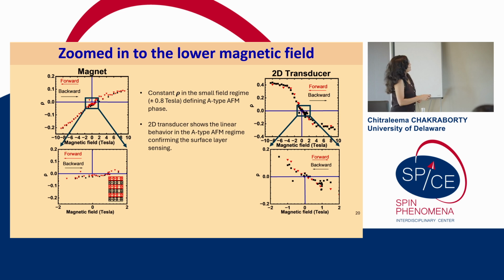Now if you look at the 2D transducer, the optical semiconductor, at that same zoom in of the lower magnetic field, it gives you a linear effect, which means that it is simply following the valley Zeeman effect as a function of the magnetic field, and the magnetic material is not influencing the rho of the 2D tungsten diselenide up to that magnetic field. So this is the spin flop transition, where the material changes from antiferromagnetic, and you are aligning all of the spins more and more towards the direction of the magnetic field.